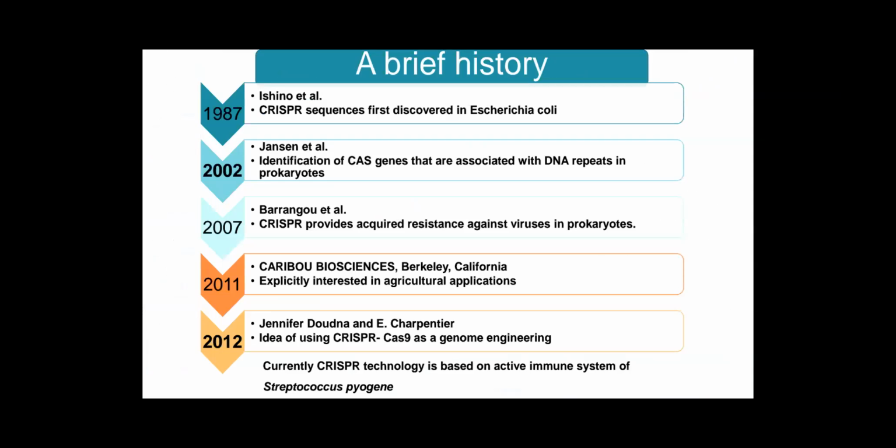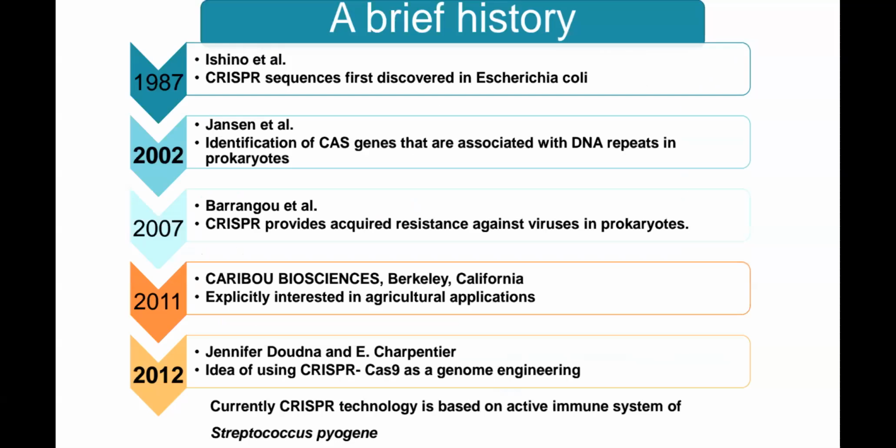Now the next is the history part, where in 1987, CRISPR sequences were identified in E. coli. Then in 2002, identification of Cas genes. In 2007, CRISPR was shown to provide resistance against viruses. In 2011, its role in agricultural application. And in 2012, the idea of using CRISPR in genome engineering technology by Jennifer Doudna and E. Charpentier. Currently, CRISPR technology is based on the Streptococcus pyogenes gene.